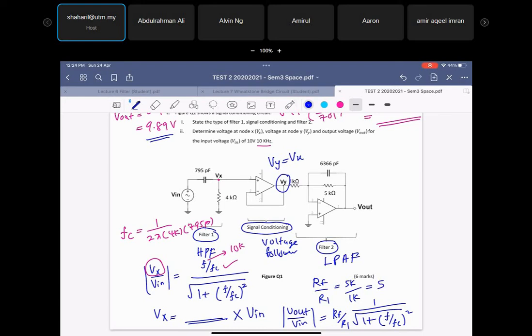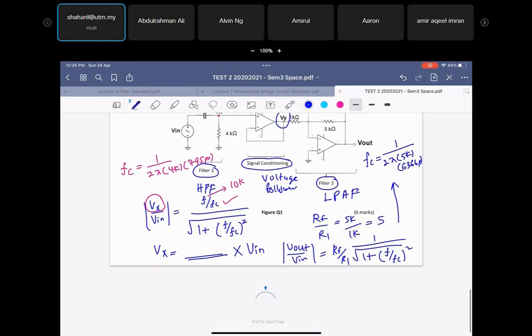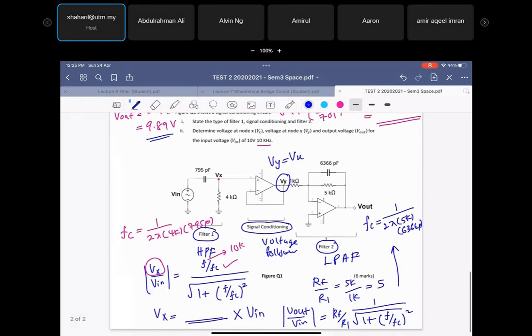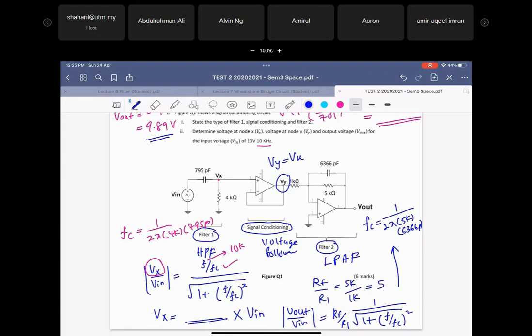Okay, so it will be a little bit tricky. So Fc equals the cutoff of the capacitor, 1 over 2 pi, 5k you times with 6366 pico, the cutoff, right, of the capacitor. Okay, and V out equals all this value you need to times with the V in. So where the V in is equal to V1. Okay, can you get it, guys? I want the marks for this. Okay. All right, so try to do this one, and if you have any question you can ask me.